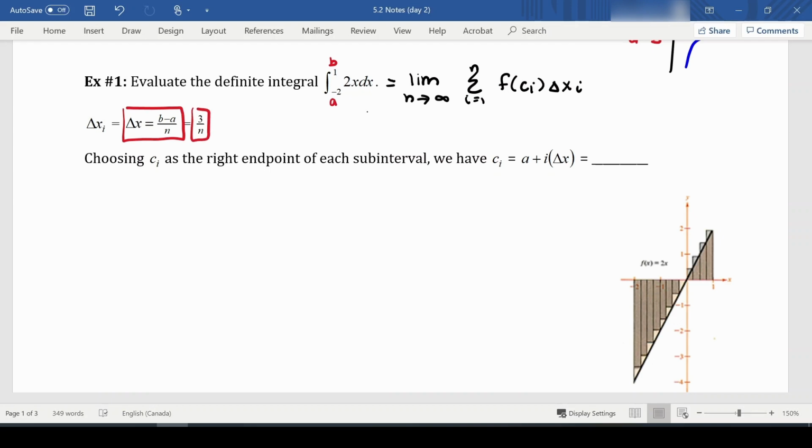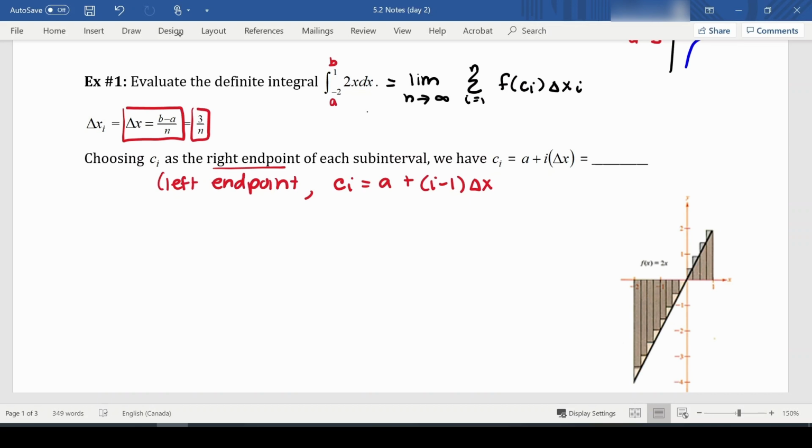If we choose our ci to be a right endpoint, then ci is equal to a plus i delta x. If we choose a left endpoint, then ci would equal a plus i minus 1 delta x. And if we think about this and break it down, this makes sense.